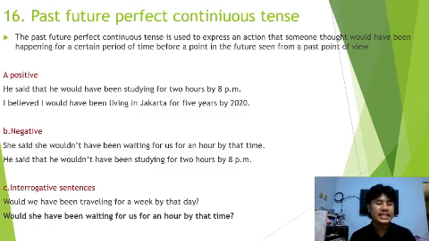Negative: she said she would not have been waiting for us for an hour by that time. He said that he would not have been studying for 2 hours by 8 p.m. Interrogative sentence: would we have been traveling for a week by that day? Would she have been waiting for us for an hour by that time?